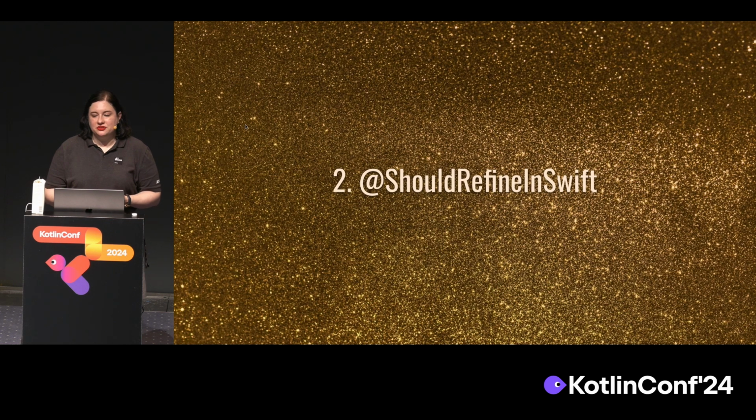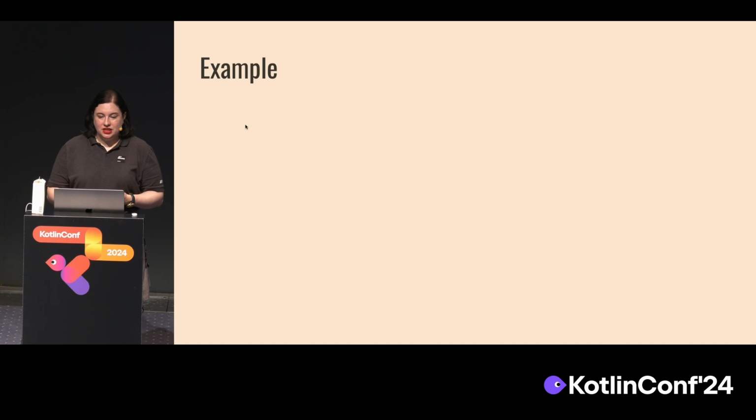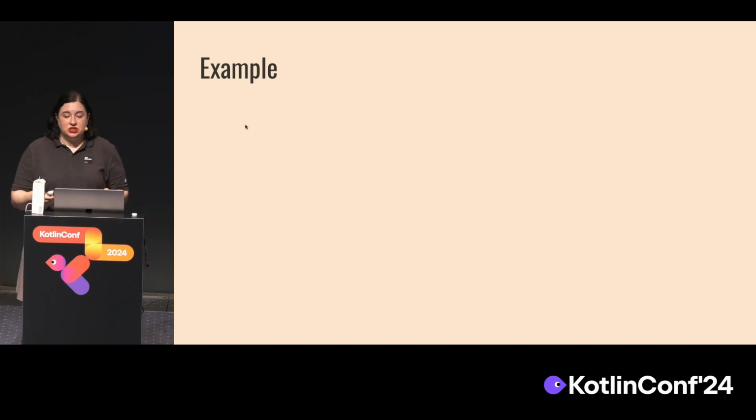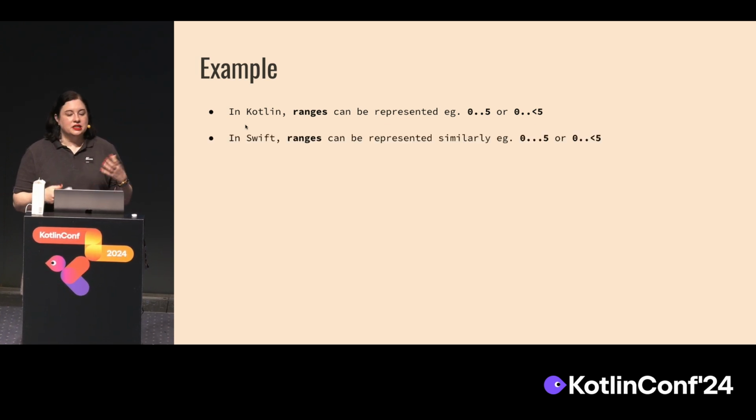Our next API feature indicates to the Kotlin compiler that the Kotlin version of a particular function is not ideal for use from Swift, and we want to refine it in Swift itself. As an example, we're going to use some ranges from Kotlin and Swift. In Kotlin, ranges can be represented as, for example, 0..5, or 0 until 5 for exclusive ranges. And in Swift, similarly, 0...5 is just different, and 0..<5.